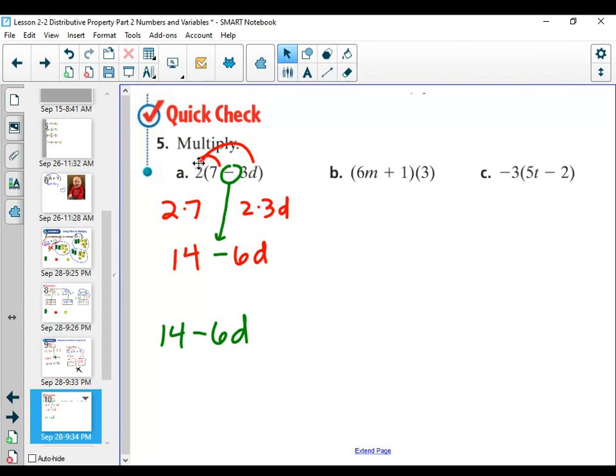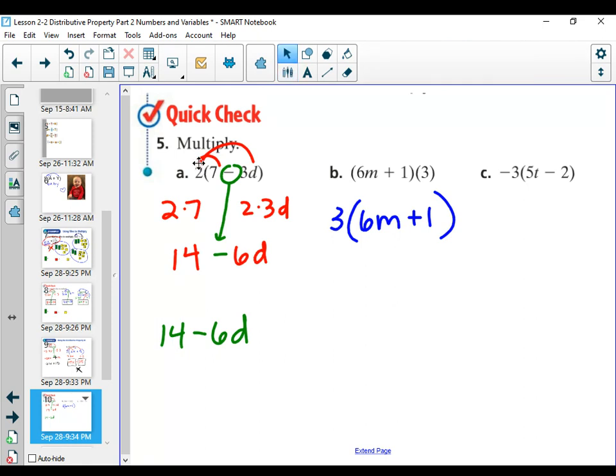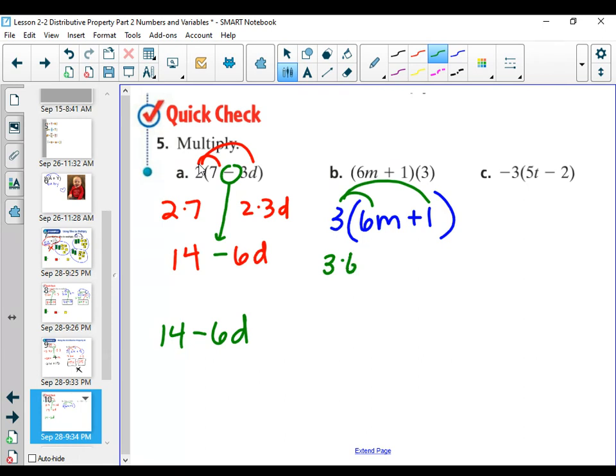Letter B, trying to throw us off with this random 3 with parentheses around it. You don't need the parentheses around it, and if you would rather, put the 3 in the front. 3 times 6m, 3 times 1. This is adding. Leave it adding.